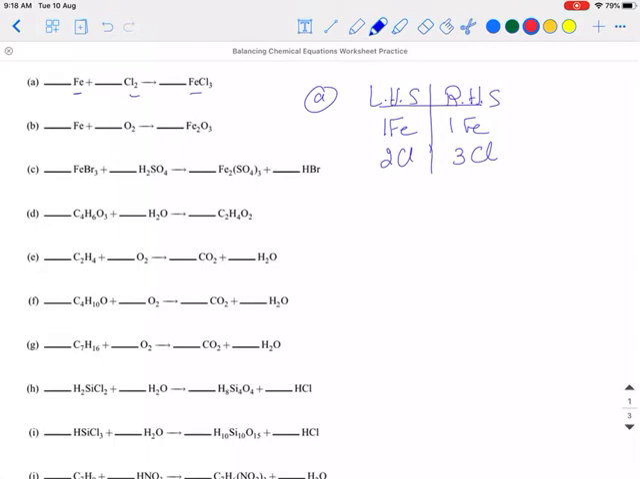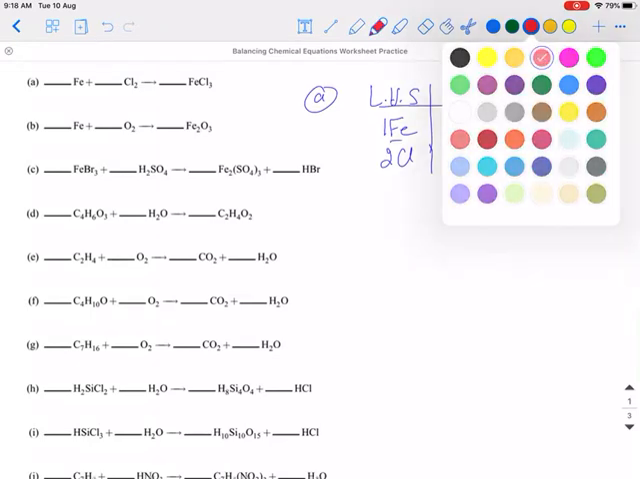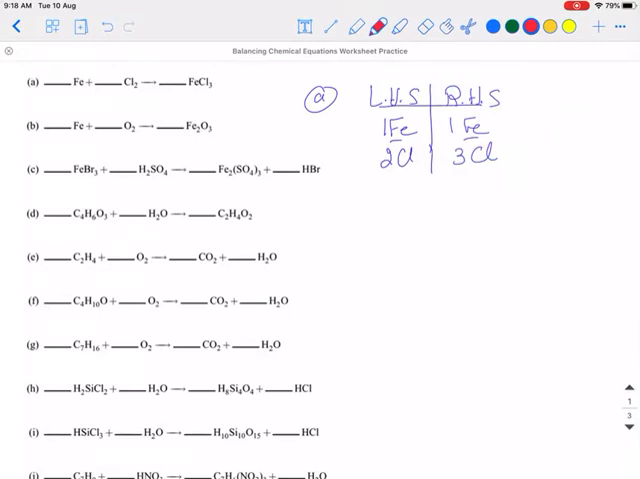Before we continue, I want to tell you something. When I want to balance, I can never play with the numbers in the subscript, never. Because playing with these numbers means changing the compound or the element itself, which is not our goal. Our goal is just to make the number of atoms on the left-hand side equal the number of atoms on the right-hand side. One Fe, which is fine, but here the number of Cl is not the same.